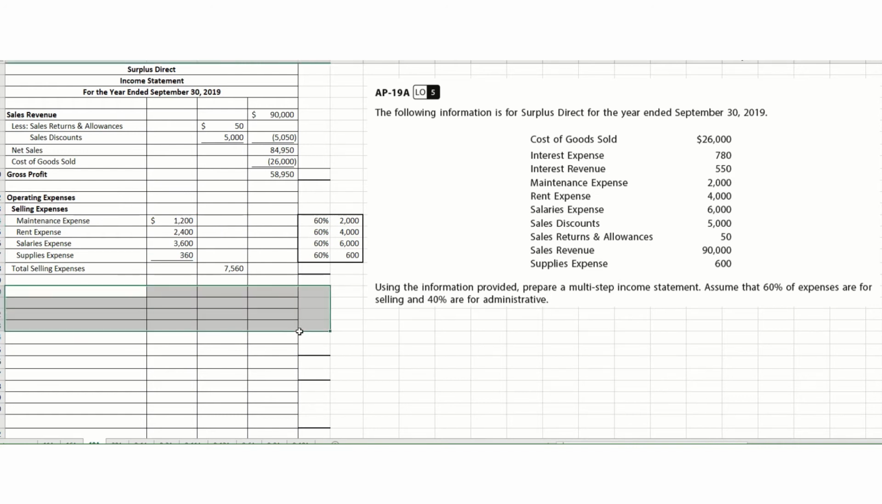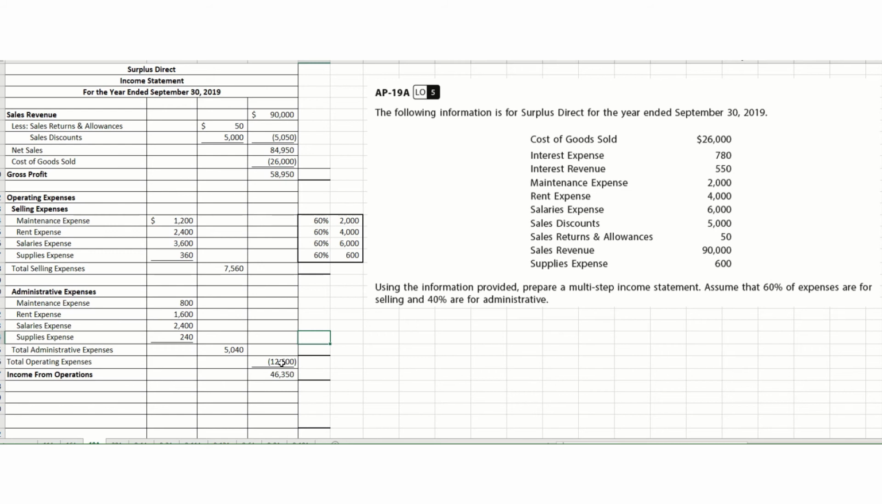The balance can be said then belongs to administration. So therefore the 1,200 plus the 800 needs to equal the total as per our trial balance information. So therefore we have total administrative expenses of $5,040. Our income from operations then becomes $46,350 after reducing our gross profit by $12,600 for our total expenses.